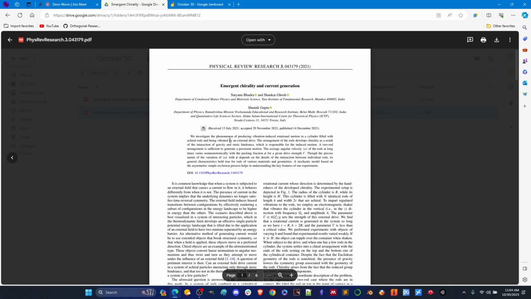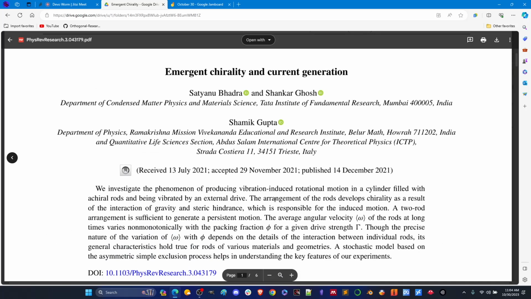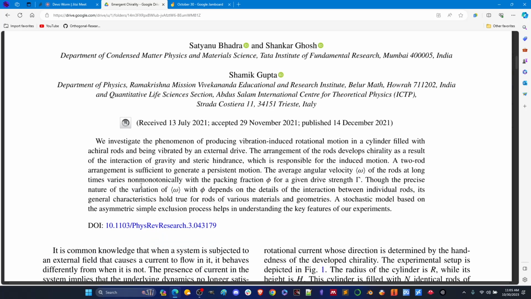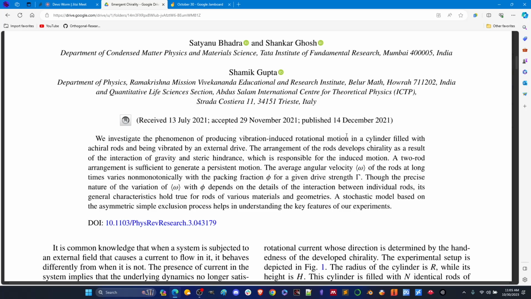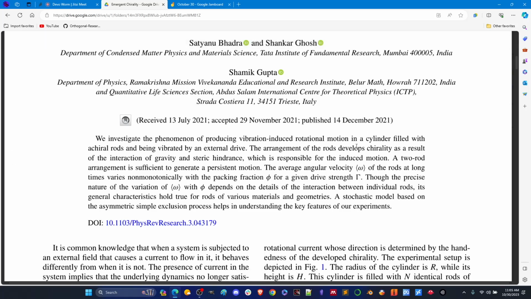The next paper is Emergent Chirality and Current Generation. And this is another paper where they're looking at rotational motion. They're looking at emergent chirality and how currents are generated, electrical currents. So we investigated the phenomena of producing vibration-induced rotational motion in a cylinder filled with chiral rods and being vibrated by an external drive. The arrangement of the rods develops chirality as a result of the interaction of gravity and steric hindrance, which is responsible for the induced motion. A two-rod arrangement is sufficient to generate a persistent motion.